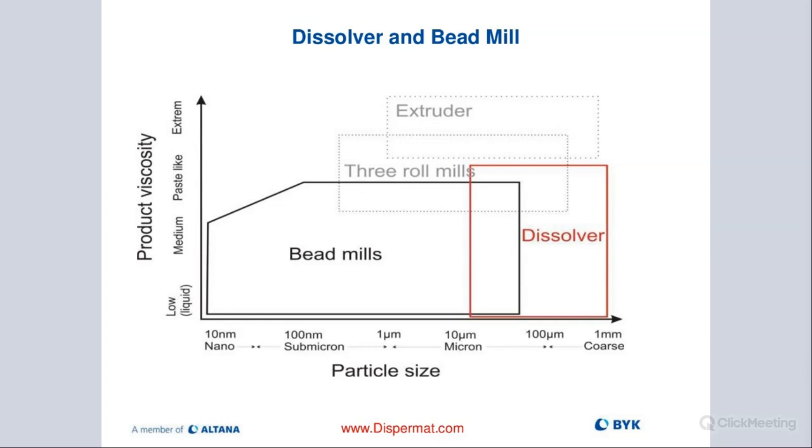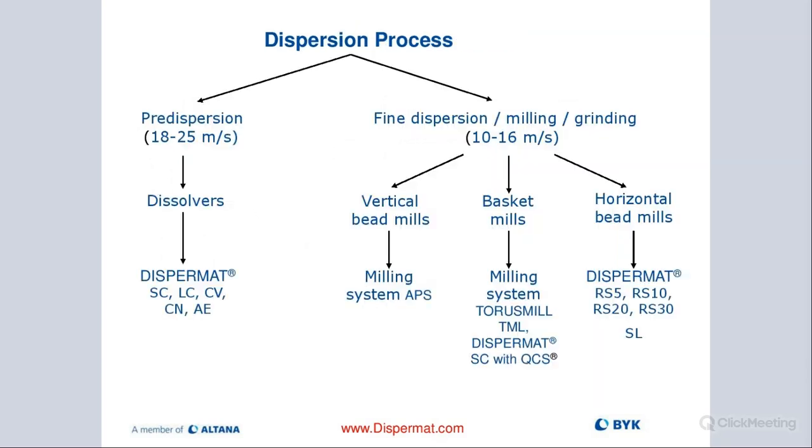This can be achieved by selecting the right type of media mill. But remember that anything less than 10 microns, you're not going to have much luck sticking with the dissolver or a cow's blade. That's when we really need to start switching over to a bead mill.